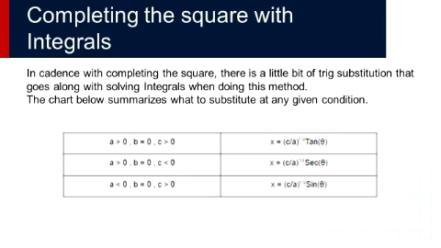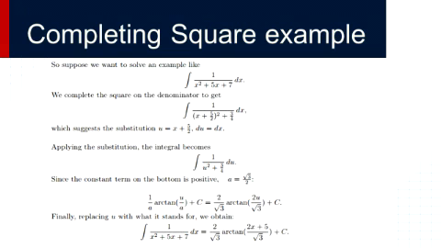Along with completing the square, there is a bit of trig substitution that goes along with solving integrals using this method. The chart below summarizes what to substitute in any given condition. Let's take a look at an example where we use completing the square to solve an integral. Let's take the integral of 1 over x squared plus 5x plus 7.